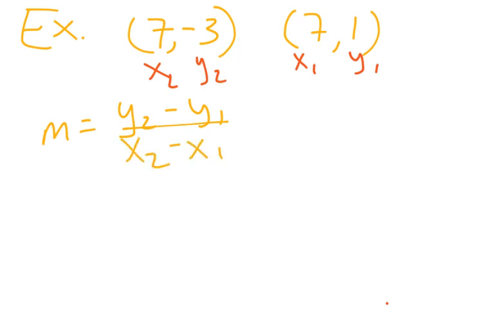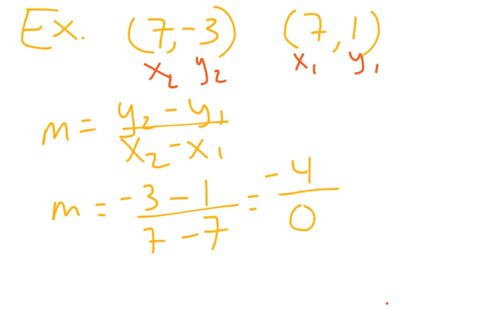Y2 is negative 3 minus y1, which is 1, over x2, which is 7, minus x1, which is 7. And I actually did pick that so I could avoid subtracting a negative. -3 minus 1 is -4, and 7 minus 7 is 0, and this is the problem, okay?